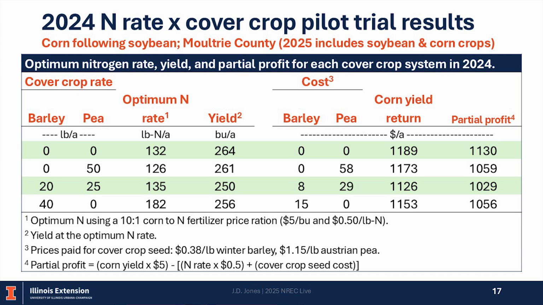The yield at that nitrogen rate. This is looking then at just some simple, not a comprehensive economic analysis at this point, but looking at the cost of the cover crop seed and then the partial return from the corn yield that was produced at that optimum N rate. And so we do see a shift in reduction of that partial profit when including the cover crops in the system.